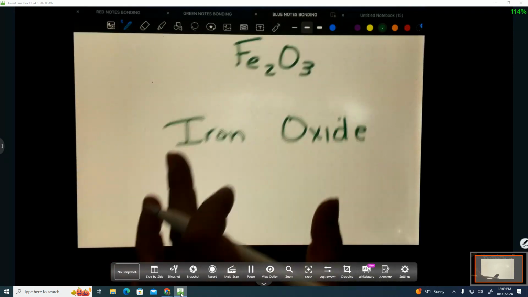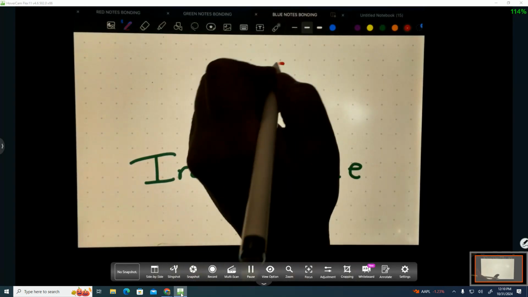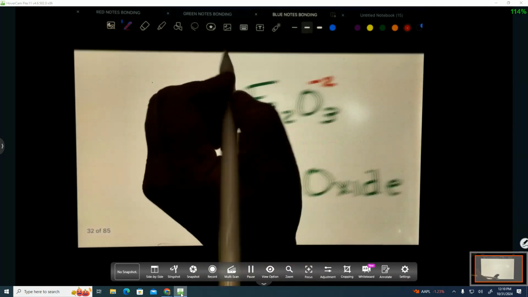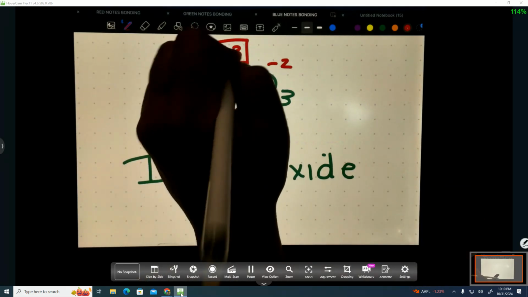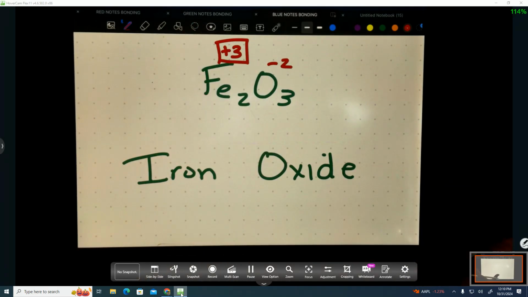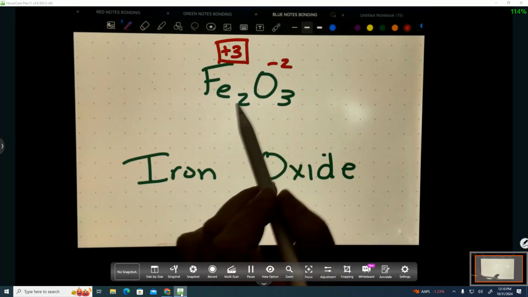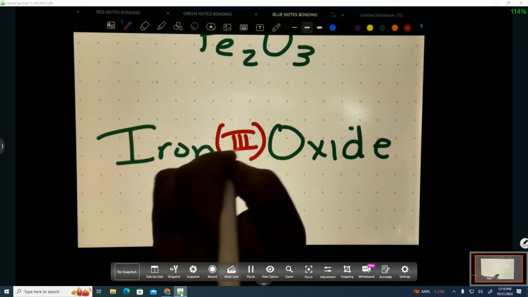Now let's go over to this one. Which iron was used to make the Fe2O3? I'll give you a hint. It's not the 2. If we know that this oxygen is -2, what does this number need to be? +3. And so therefore, this iron that was used, I used the iron 3 to make this iron oxide. So we're going to put in parentheses right after the iron Roman numeral 3.